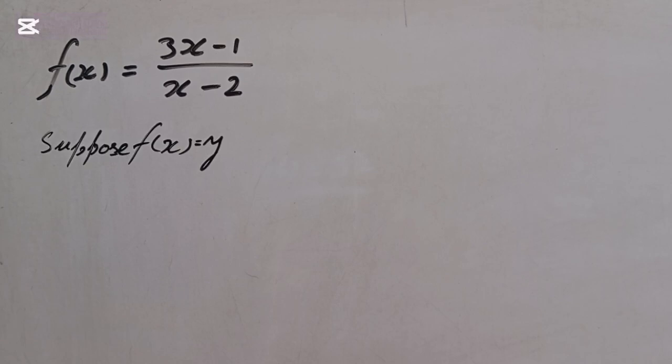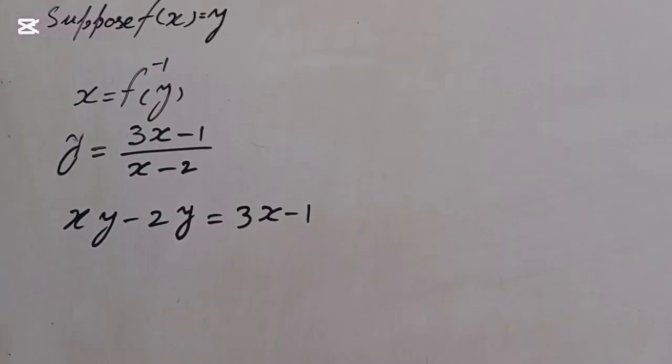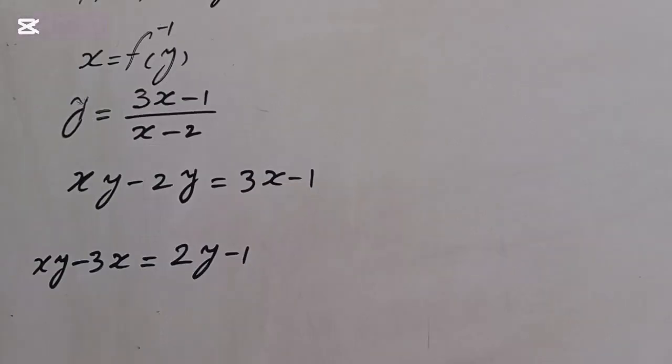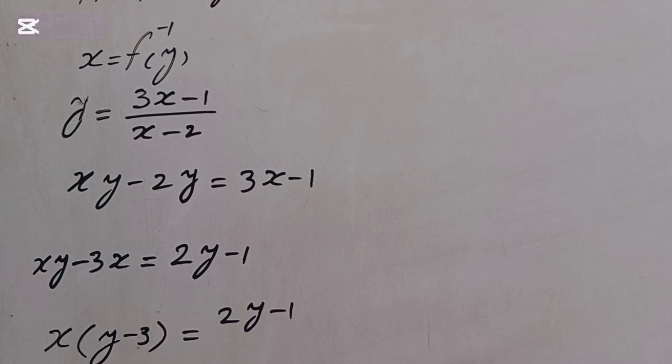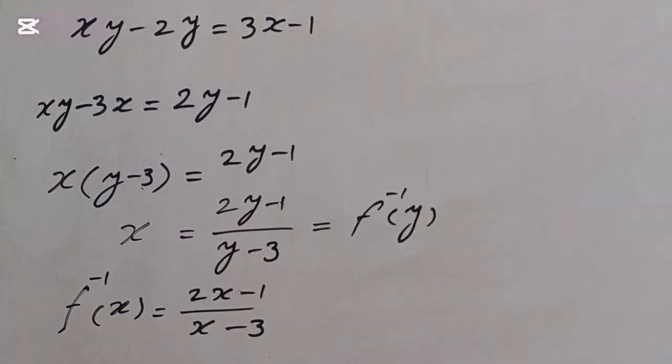We suppose that f(x) is equal to y, then x will be equal to f inverse y. So y is equal to 3x minus 1 by x minus 2. To make x the subject of formula, taking x common in left side, now x equal to 2y minus 1 by y minus 3. This way f inverse x is equal to 2x minus 1 by x minus 3.